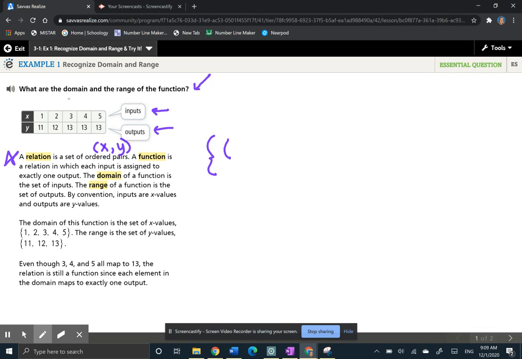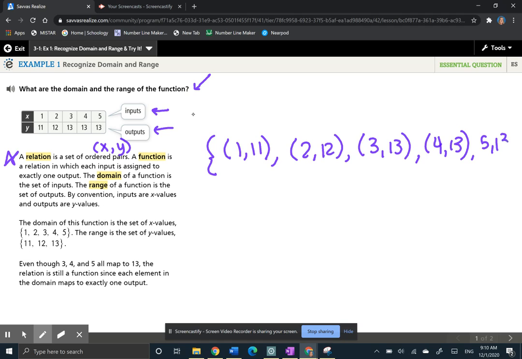If I take this table here, this set of ordered pairs would be 1 and 11, and 2 and 12, and 3 and 13, 4 and 13, and 5 and 13. Then we close it up with the curly brackets again. So this is a set. So this is called a relation.